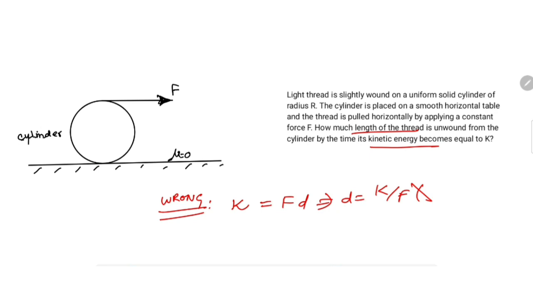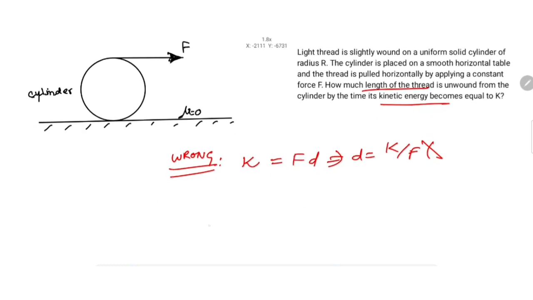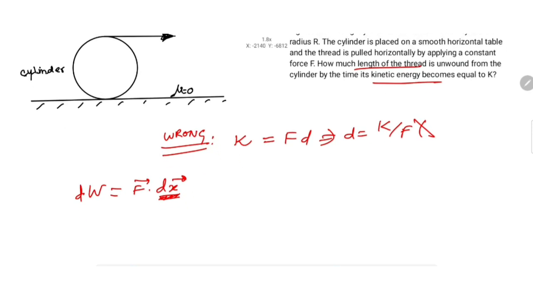Why? Because we are asked the length of the thread that is unknown and we are not asked this D. Let me be more accurate in what I am saying. The work done by a force dW is F dot dx, and dx is the infinitesimal small displacement of the point of application of force. So dx must be the infinitesimal small displacement of the point of application of the force. Let me be more clear.